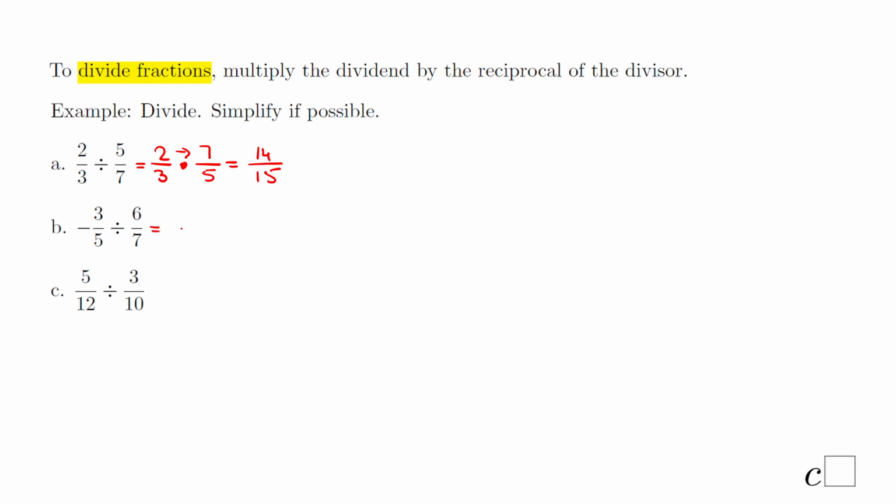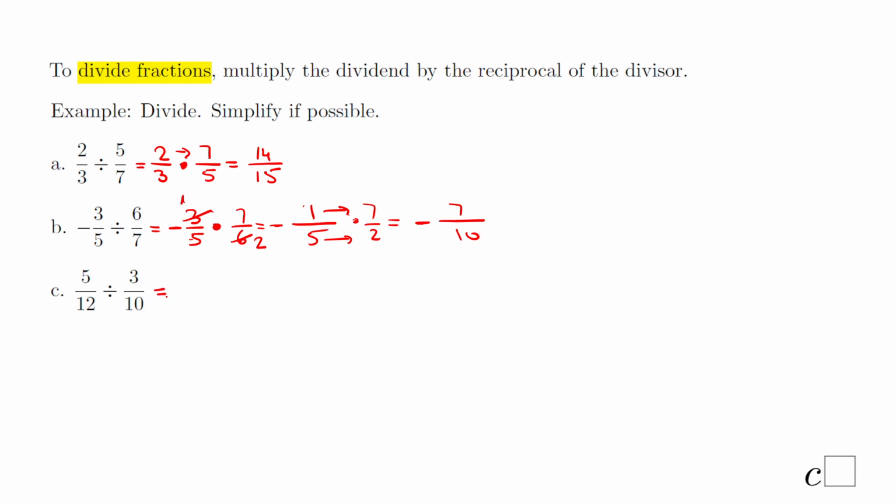Let's take a look at the second one. First of all, let's keep the first fraction, 3 over 5, change the division to multiplication, flip the second one. Okay, so now we can move to the multiplication. And we have, first of all, let's see if we can simplify. 3 goes in 6 2 times, and that's it. So we have a negative 1 here, right? Negative 1 over 5 times 7 over 2. And now we have what? 1 times 7 it's 7, 5 times 2 it's 10. And don't forget, negative and positive, different sign. The answer will be negative.